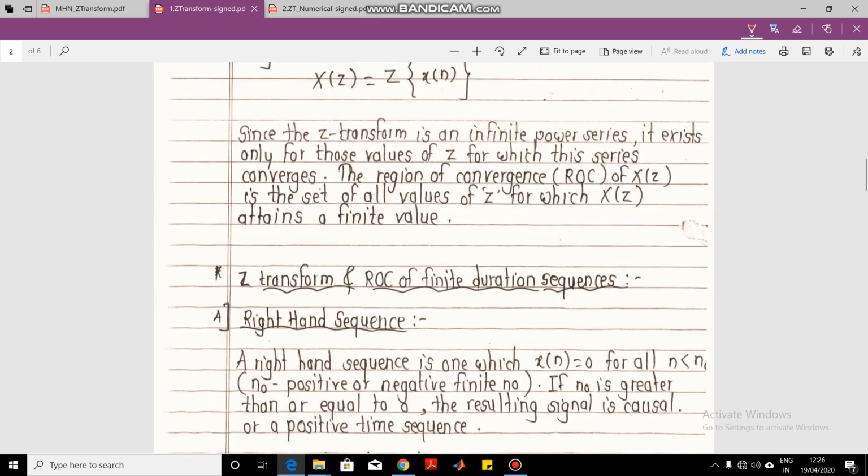The Z transform is denoted by x of z. It is basically a power series, and we have seen what is meant by region of convergence. The values of z for which x of z attains a finite value, that is, for which x of z becomes finite, this range of values of z is called the region of convergence.